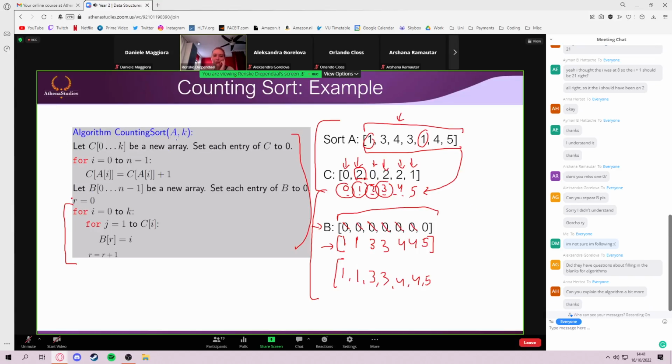Right, so we have some array that we have over here with the number k. So k is basically the highest number that you have in your array. In this case, 5 is our highest number, so k is equal to 5. And this is the array that we start with. And then they say, let C[0..k] be a new array. So we need to make a new array with indexes 0 to k, basically. So just put down 0, 1, 2, 3, 4, 5. And then set each entry of C to 0. So that's what we started with, right? These were all zeros.